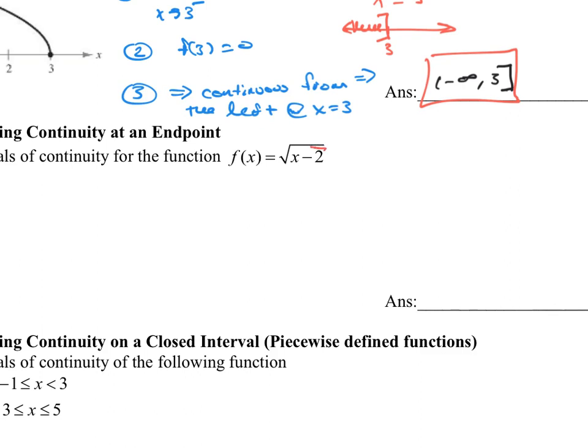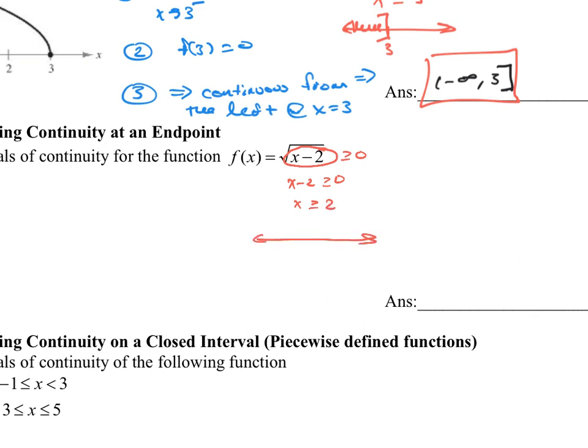So how do we handle radicals? Again, whatever's underneath the radical has to be greater than or equal to 0. So we have x minus 2 has to be greater than or equal to 0. So that means that we add 2 to both sides. X has to be greater than or equal to 2.